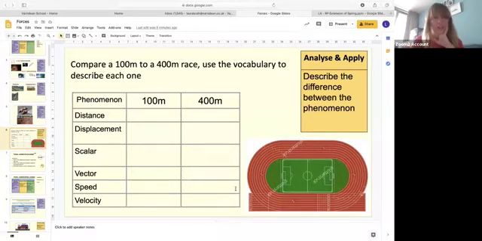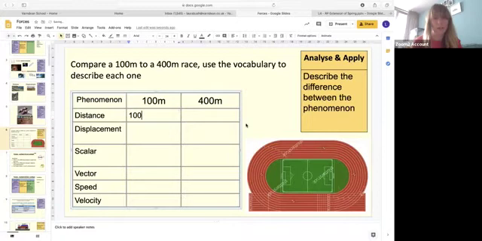So the first two words, we're working them in kind of like couples, really, distance and displacement. The distance in a 100-meter running race is 100 meters. So you go this distance, you go 100 meters. The distance in a 400-meter race is also 400 meters. It's what it says, because you journey 400 meters. So the distance, I'm just going to see if I can write these in whilst I'm talking. The distance is 100 and the distance here is 400.